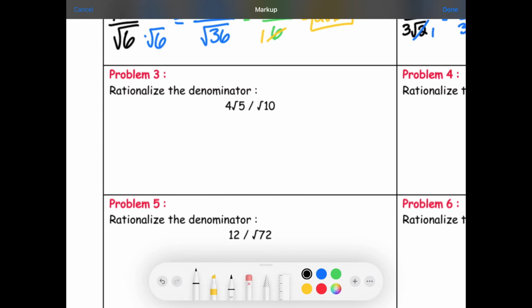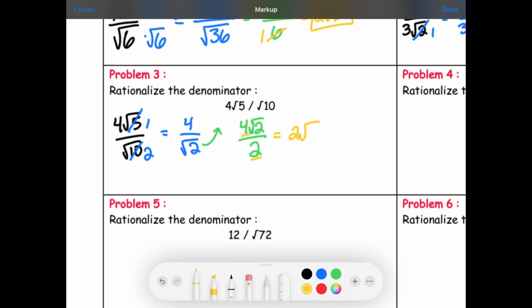Four root 5 over the square root of 10. Now I'm going to simplify the 5 over 10. 5 goes into 10 twice, so really we would just have 4 over square root of 2. Now remember our little trickery. We could bring the root 2 to the numerator, 4 root 2, and then the denominator just becomes regular 2, and then simplify what you can. 4 over 2 is just 2. 2 root 2.